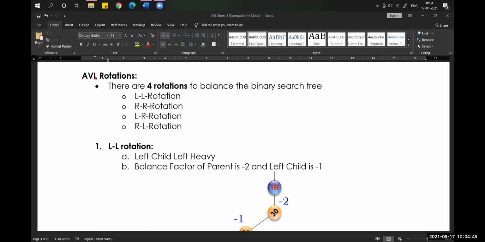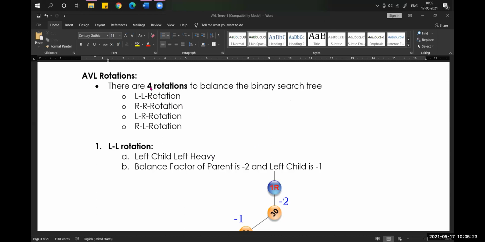Here I'm saying AVL, but here I'm saying binary search tree. Why? Because the AVL tree follows the same rules as a binary search tree. What are the two rules we follow in a binary search tree? All the elements present on the right side must be greater than the root node. That is the first one. And the second one is all the elements present on the left side should be less than the root node. These two rules are followed even in the AVL tree.